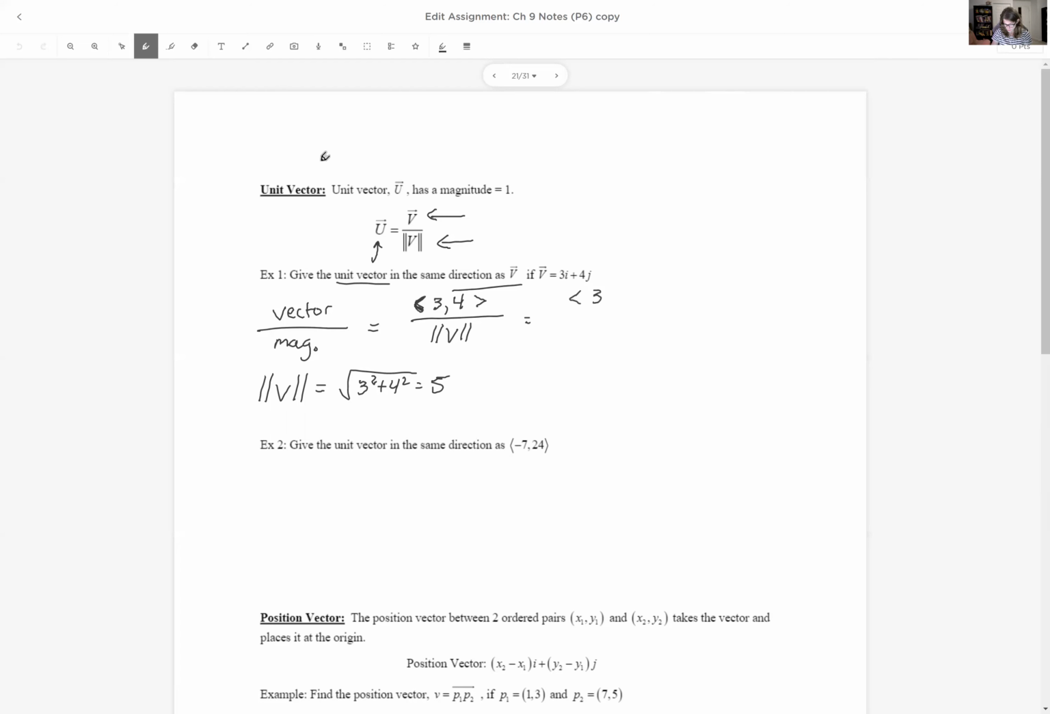So putting that into our work, we're going to take our vector 3, 4, divide that by 5. So we're going to take 3 and divide it by 5, 4 and divide it by 5. So there is our unit vector in the same direction as v, 3/5, 4/5. That is a length of 1. We could also write that as 3/5 i plus 4/5 j. Could write it in either way.